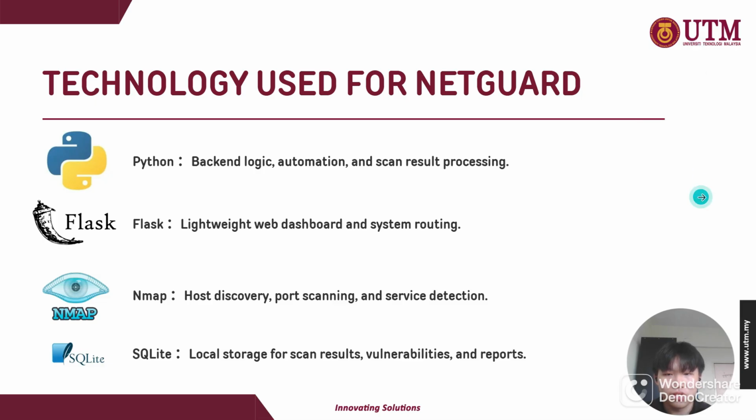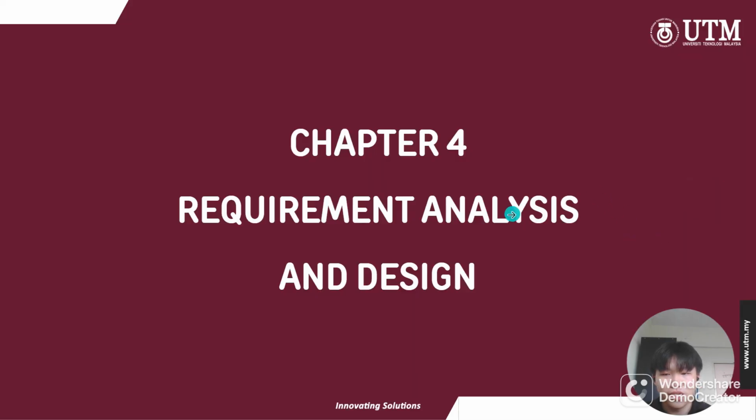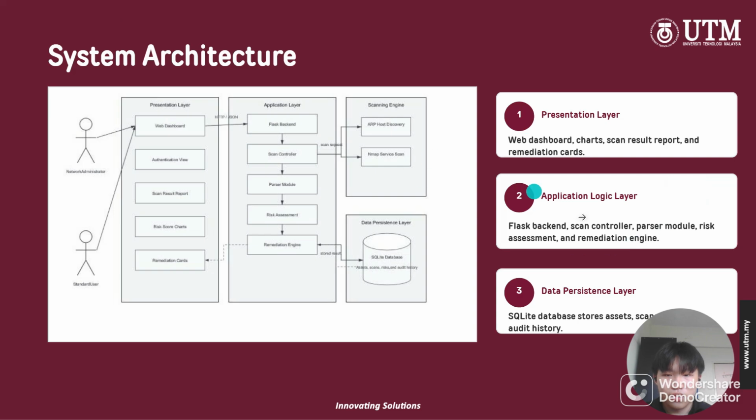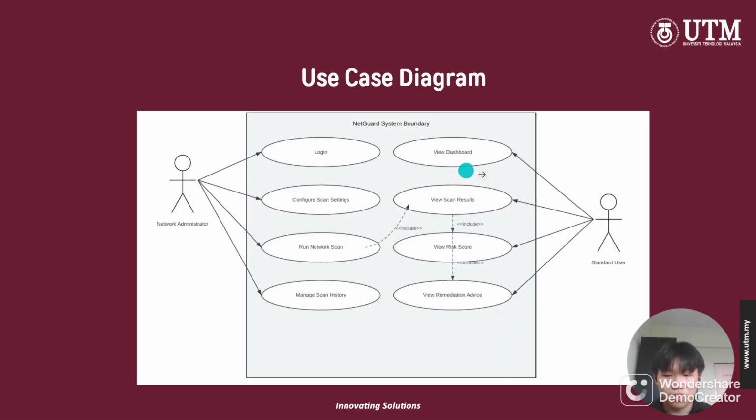I'll move on to chapter 4, which is the requirement analysis and design. This slide shows the system architecture of our system. The architecture is divided into three main layers. The first layer is the presentation layer, the second layer is the application logic layer, and the third layer is the data persistence layer. This is our use case diagram for our system.